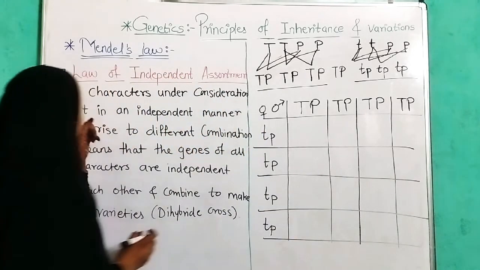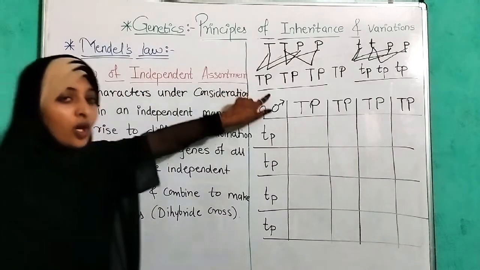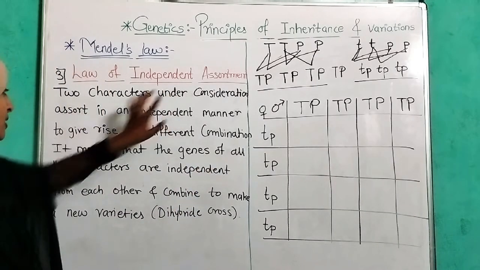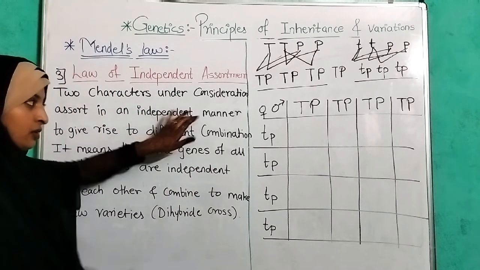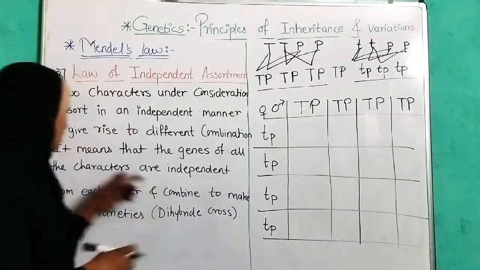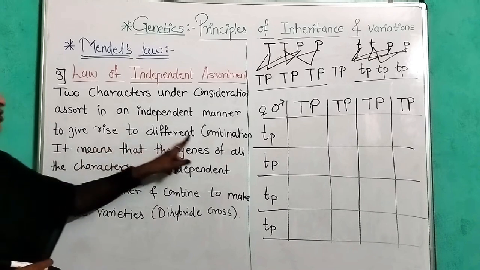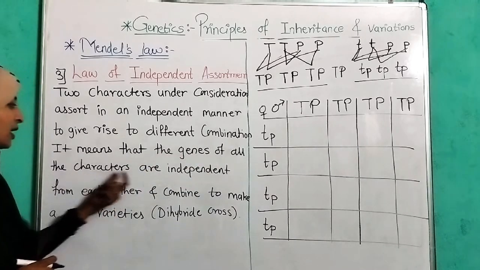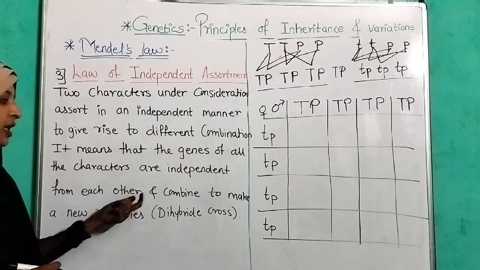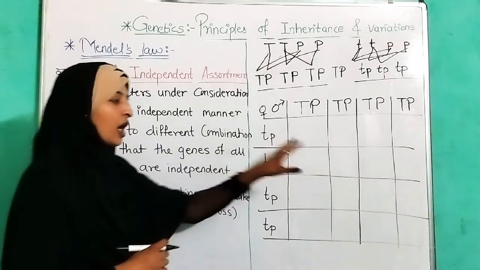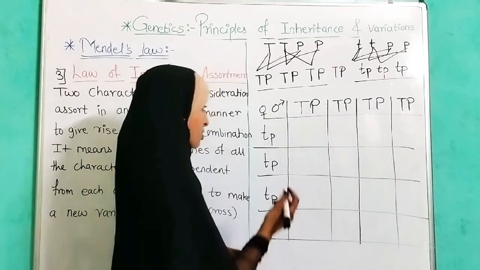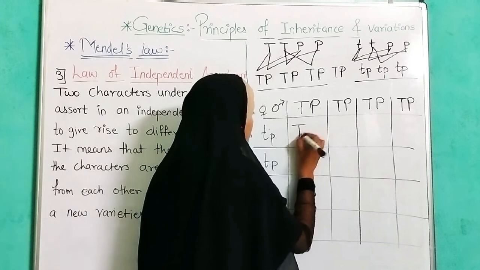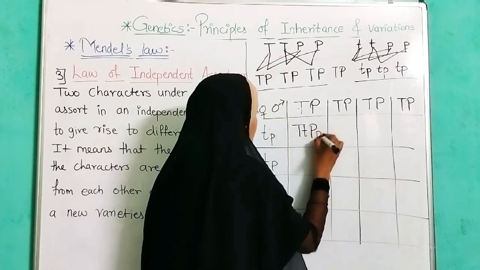They have told two characters, tall and purple flower, dwarf and white flower, under consideration, assort in an independent manner, separated in an independent manner, and form a different combination. We are going to see a combination, and it means that the genes of all the characters are independent from each other and combine to make new varieties. How we get new varieties we are going to discuss here. So capital T, small t, capital P, small p. Same as it is.